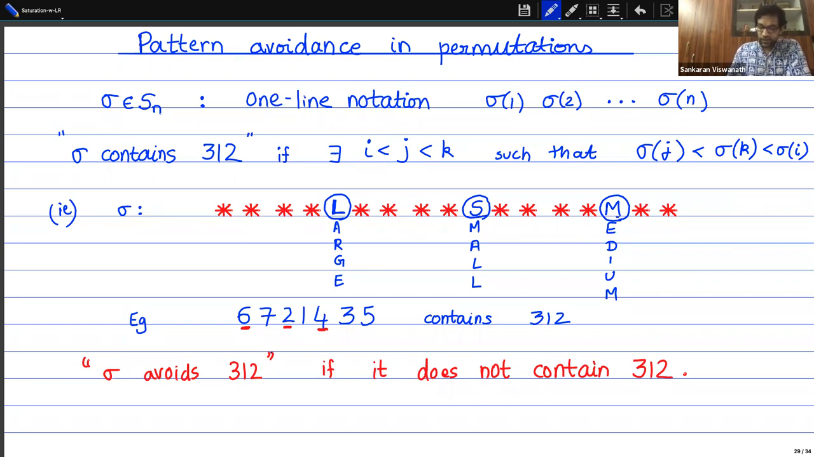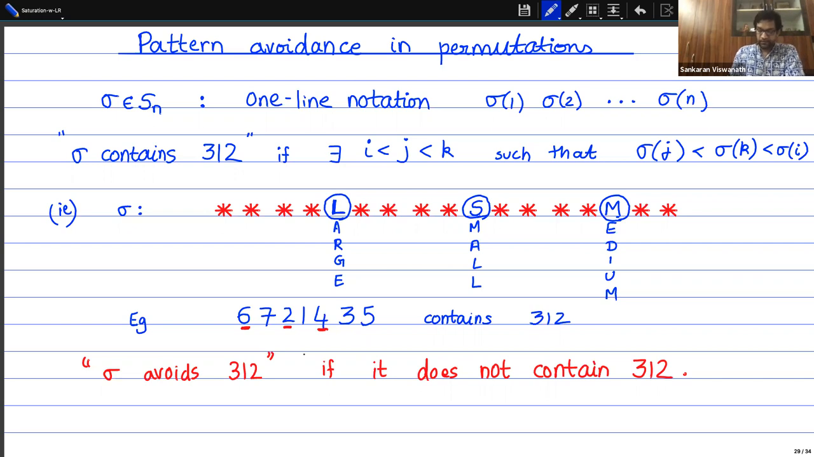So here is an example. If I take 6, 7, 2, 1, 4, 3, 5, then if you look at these three numbers, 6, 2, and 4, their relative order is 3, 1, and 2, right? 6 is the largest, 2 is the smallest one, and 4 is the medium one. So this permutation contains 3, 1, 2.